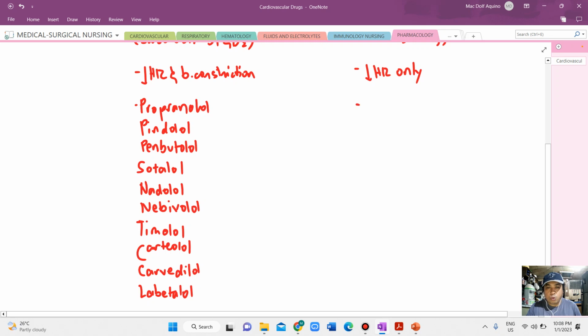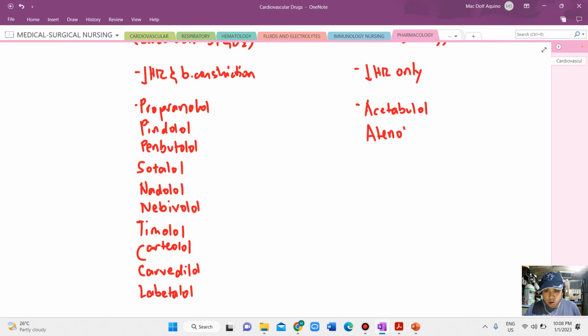Let's go to the other side. What are your examples of selective beta blockers? We have, of course, your acebutolol. Next, your atenolol. Next, letter B, we have your betaxolol. Another letter B, we have your bisoprolol, and of course, your metoprolol.